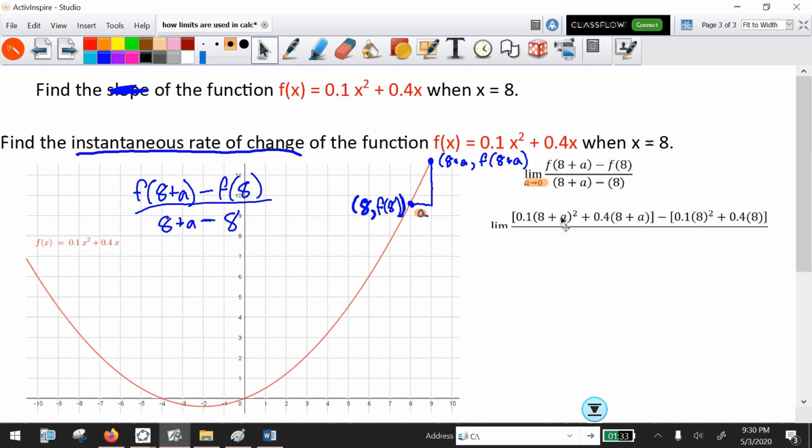So I plugged in 8 plus A into the function. I also plugged in 8, and then I'm subtracting them just like the slope formula tells me to do. In the denominator, it's a lot simpler. It's just 8 plus A, take away 8.